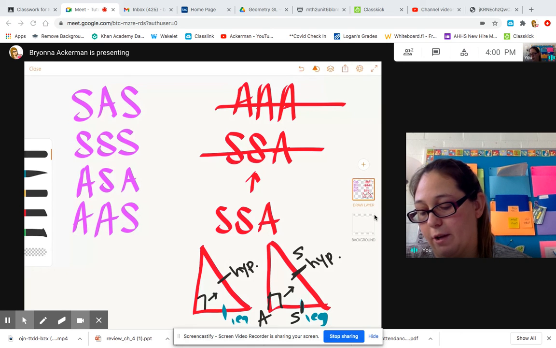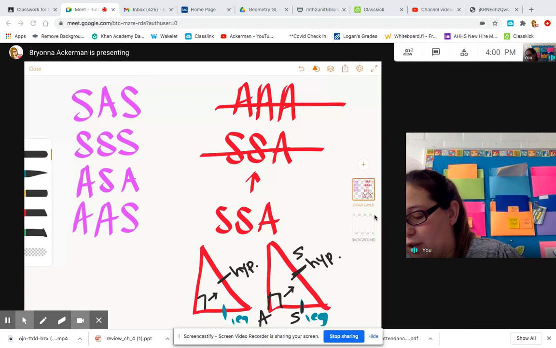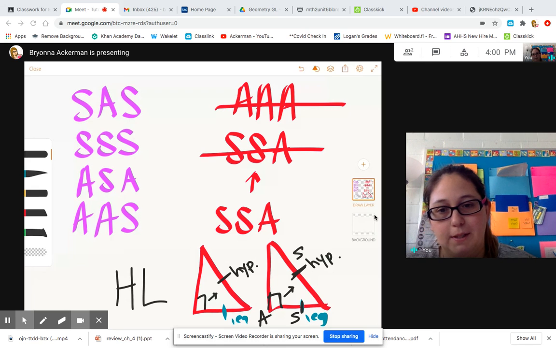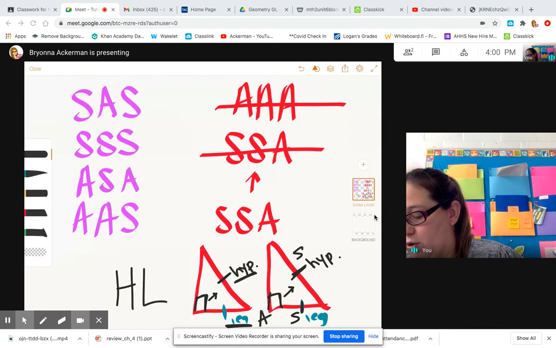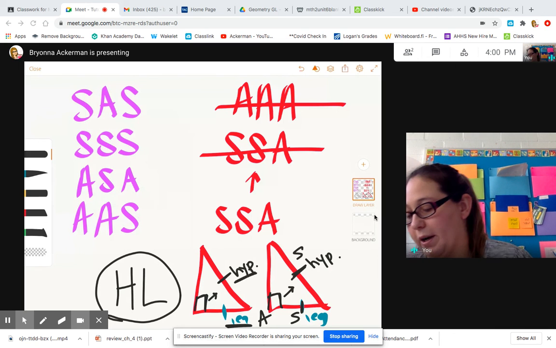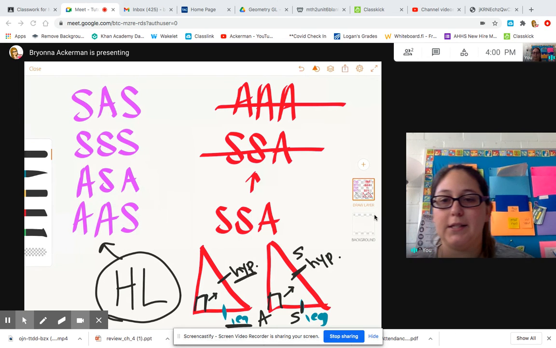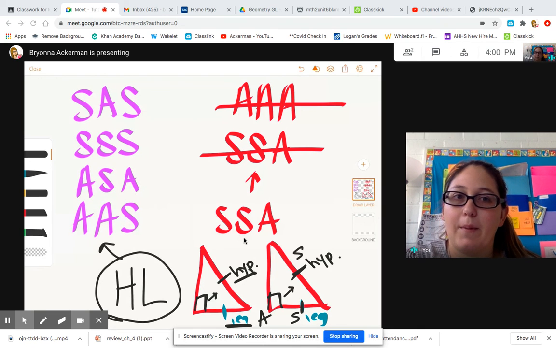So if it's a right triangle and the hypotenuses are equal and one of the legs is equal, then the triangles will be congruent, and we call this rule HL, which stands for hypotenuse leg, because the hypotenuse and the leg are congruent and it's a 90-degree triangle. Then we have this new rule, it's kind of an exception, and it's hypotenuse leg. Okay, so we want to add that one to our list that helps us determine if two triangles are congruent. All right, we will practice some more, and we have a test next week.